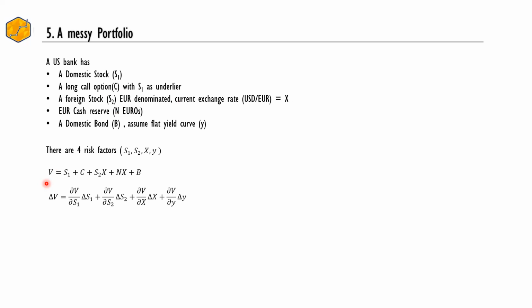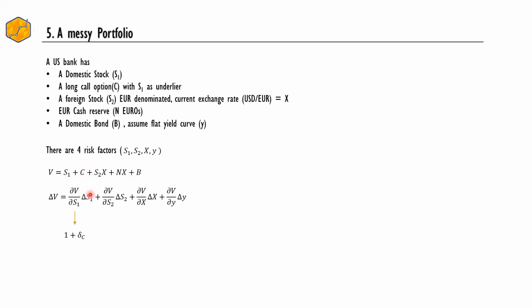We use Taylor series expansion. I am only keeping the first order derivatives with respect to each of these four risk factors: S1, S2, X, and Y. There is nothing outside of this. This is all. Correct? Now let's calculate each one of them individually. What is del V by del S1? Look at this. There are two terms which are affected, I mean, will be considered here. All these other terms will be treated as constants, right? When we are differentiating with respect to S1, here we'll get a 1.